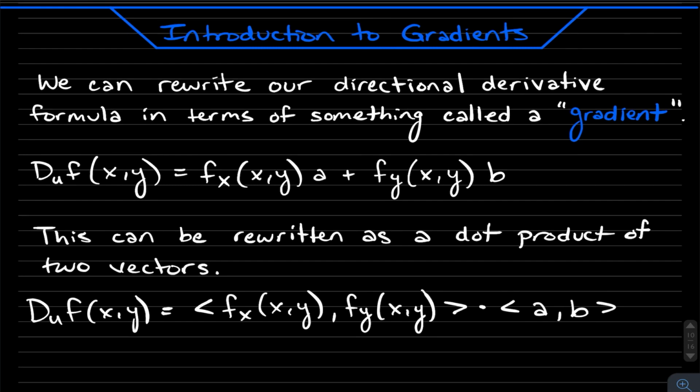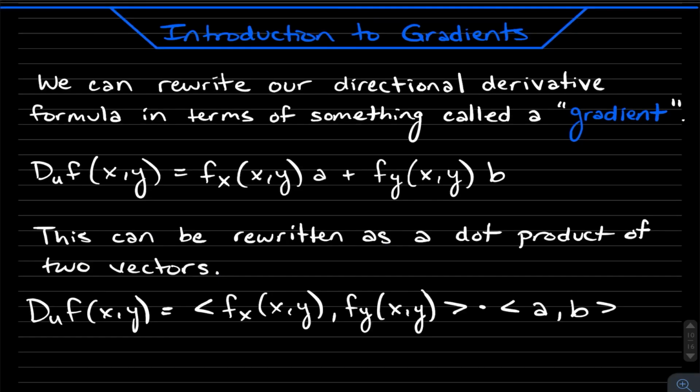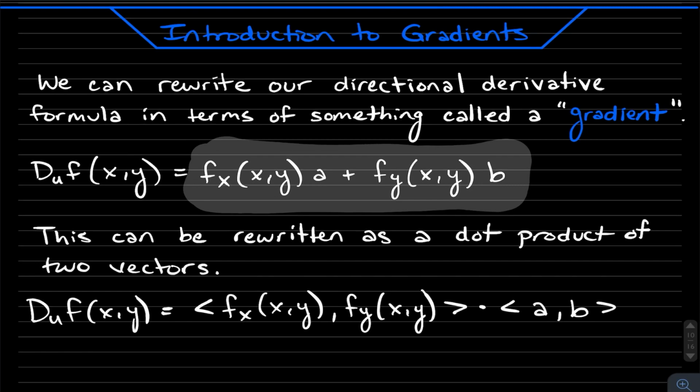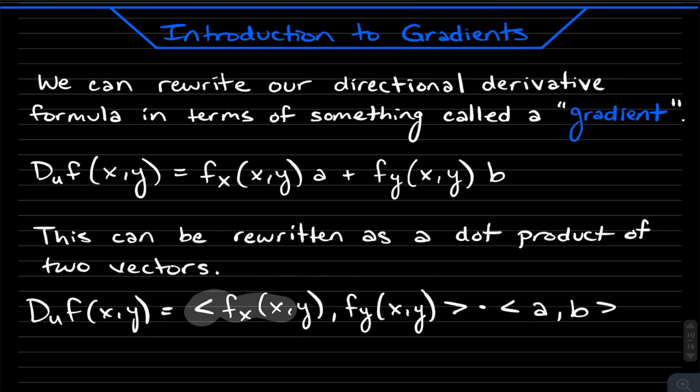So we can actually rewrite our directional derivative formula in terms of this thing called a gradient. We'll try to see what actually a gradient is. So here is our formula, the formula that we've been using, and we can rewrite this as a dot product of 2 vectors. Remember that a dot product will give you a scalar. And our function here is a scalar, it's not a vector. So we can write it in terms of vectors as long as we take a dot product to give you a scalar output.